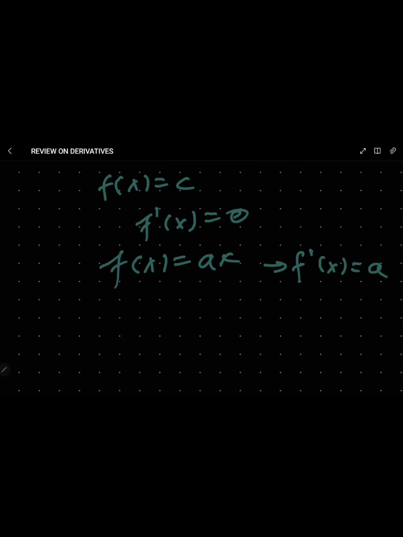In the case where f of x is equal to a polynomial expression ax to the power of n, to get f derivative you just multiply a, the coefficient, by that exponent, a times n, then reduce the exponent by 1.